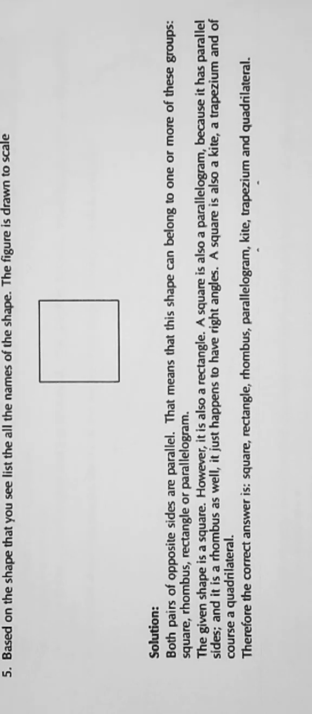Okay, we're moving on to 5. So based on the shape that you see, list all the names of the shape. The figure is drawn to scale. So I can say this is a square. We know that in a square we have four sides. It means that this square is a quadrilateral. And in a square, both pairs of opposite sides are equal in length. It means that this is a parallelogram.